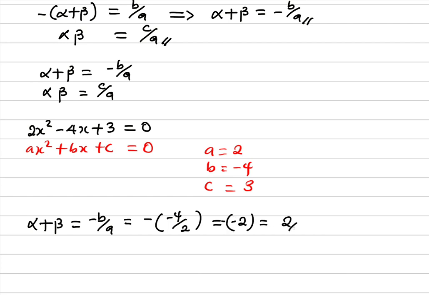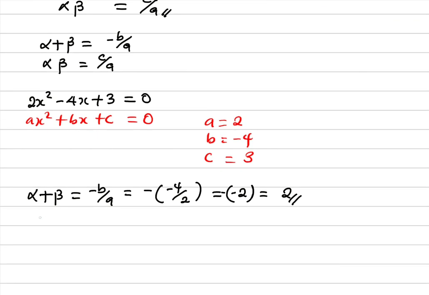So I'm going to have 2 as my answer, right? Then for that is Roman figure 1. Then Roman figure 2, I was asked to get alpha beta, which is C over A. Good. Now what is C? C is 3. So it's 3 over 2, which is 1 whole number 1 by 2. So I'm done with this.